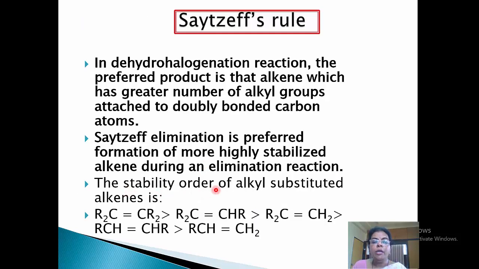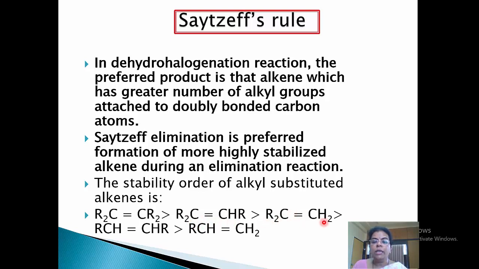Now the stability order of alkyl substituted alkenes is like this. This alkene, that is C double bond C, is bonded to four alkyl groups, that is, here there are two alkyl groups and here there are two alkyl groups. Therefore four alkyl groups are bonded to this carbon-carbon double bond, and therefore it is the most stable alkene. In this example, this alkene is bonded to only three alkyl groups. Here there are two and here there is one. Therefore it is less substituted.